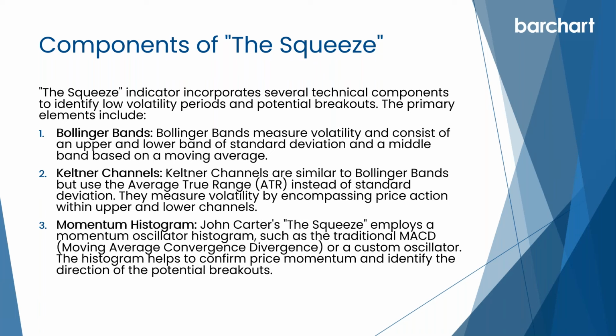And then the third component is a momentum histogram. Now, Carter's squeeze employs a momentum histogram, which is similar to a MACD, if you're familiar with moving average convergence divergence. But this is used for two purposes: the first is to confirm the direction of the potential breakout, and second, to help identify the velocity or momentum of price movement after a firing, as the initial energy, or that squeeze energy, is released and starts to wane.